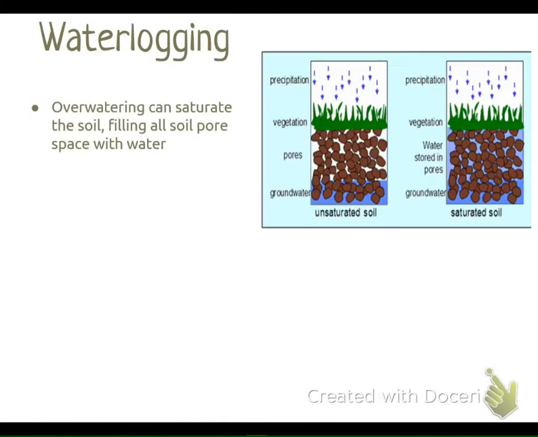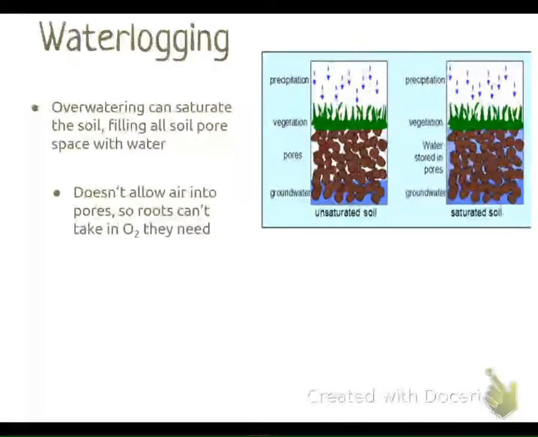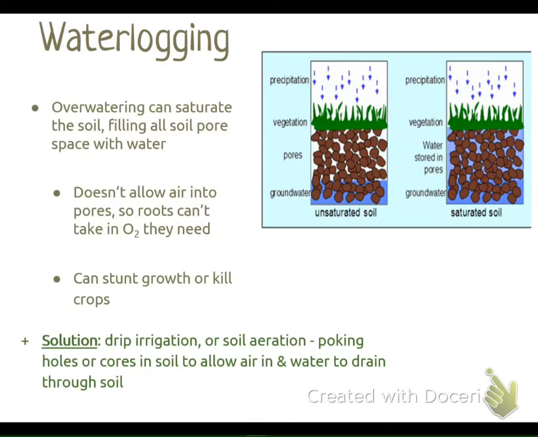Waterlogging, this idea is where the water saturates the ground. As you can see to the right, unsaturated just has the water at the bottom, where all this place right here has lots of air in it. With saturated, you've got no place for air, and that's a major problem. Because there's no place for air, the roots cannot get the oxygen that they need. Therefore, it either kills the plant or stunts the growth.